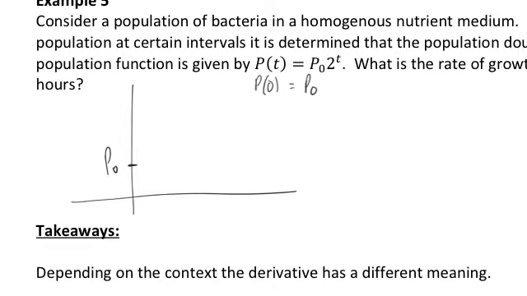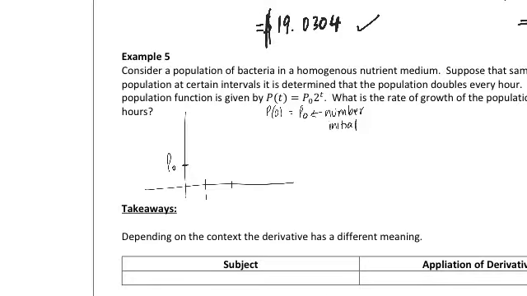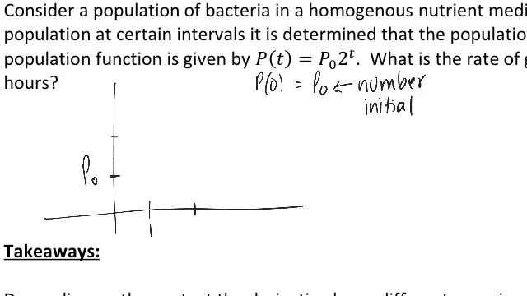So we're starting at P0. P0 is some number, like 1,000 or 1,000,000 or some amount of bacteria. We start at that number. This is the initial number of bacteria. And then we're saying that 1 hour later, we're going to have 2p0, right? And then 2 hours later, we're going to be up at 4p0, right?